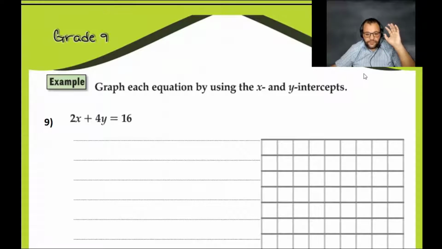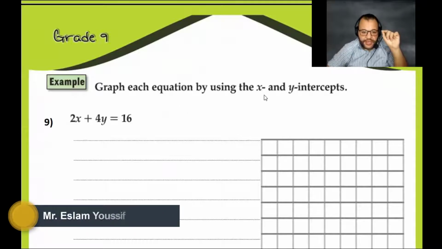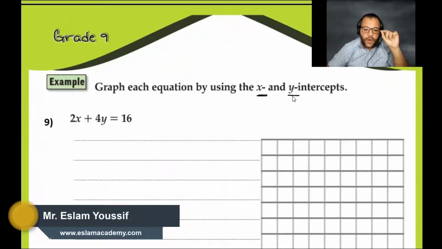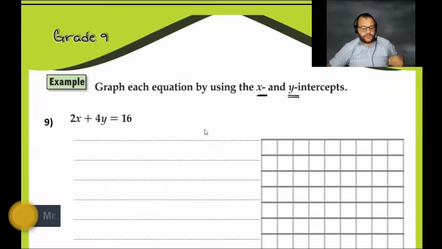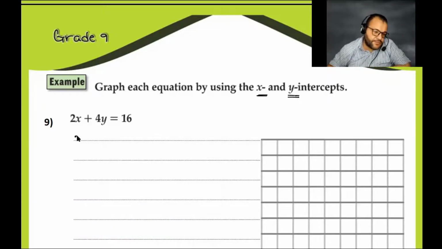Farhan, how do we find the x-intercept and the y-intercept? I'm reading the question again, because I don't want anyone to ask why I'm choosing this way. The question says, graph the equation by using the x-intercept and y-intercept. So how can we find the x-intercept?